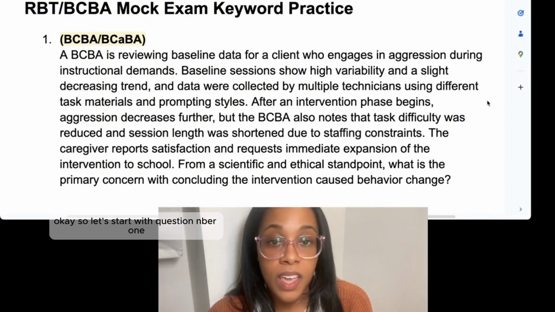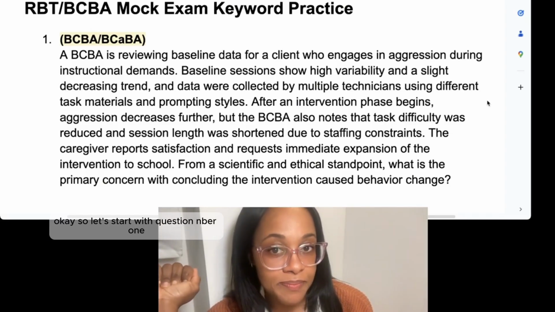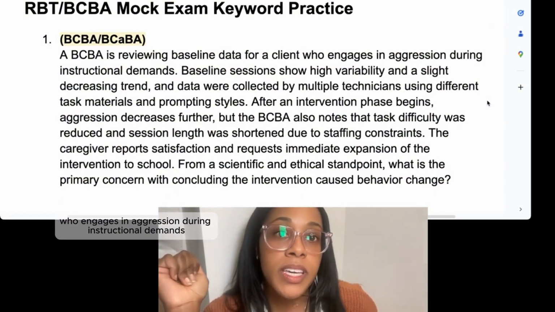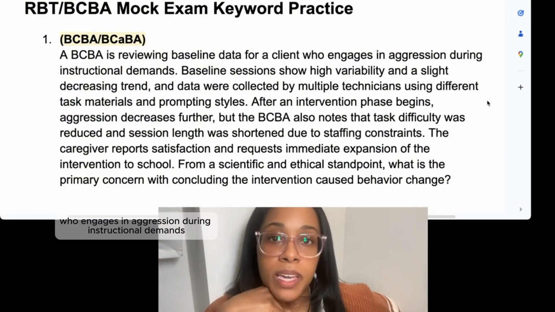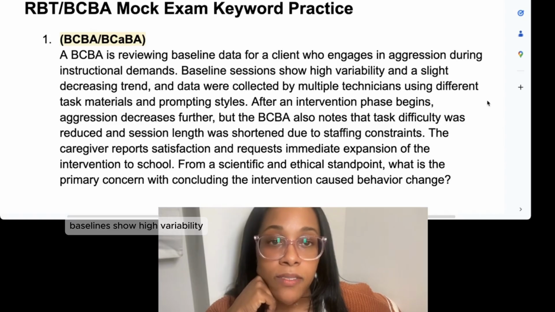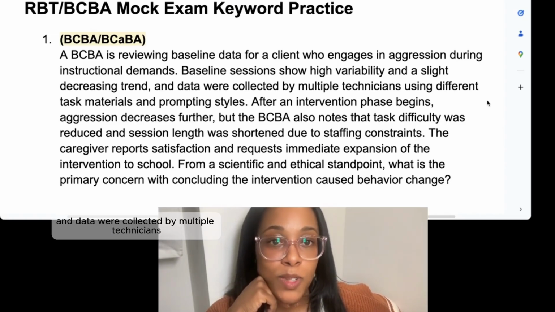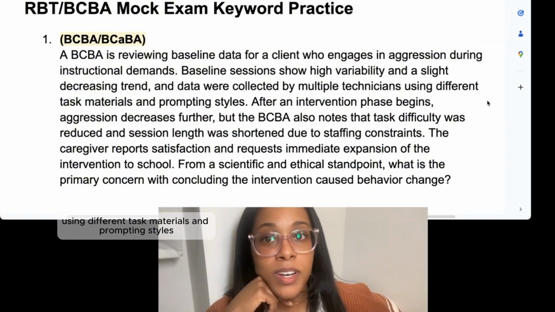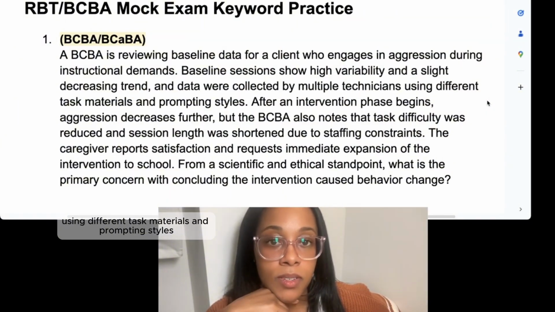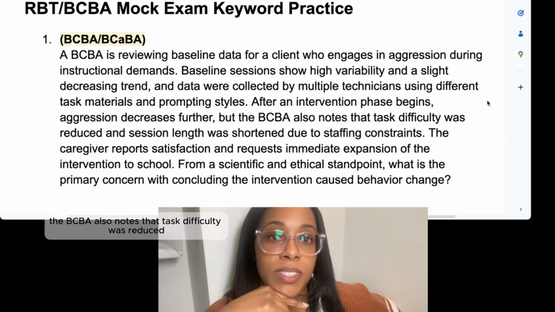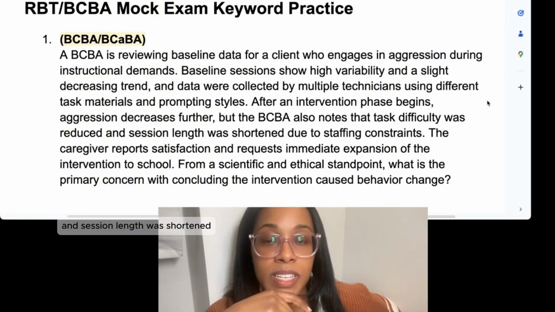Okay. So let's start with question number 1. A BCBA is reviewing baseline data for a client who engages in aggression during instructional demands. Baselines show high variability and a slight decreasing trend, and data were collected by multiple technicians using different task materials and prompting styles. After an intervention phase begins, aggression decreases further, but the BCBA also notes that task difficulty was reduced and session length was shortened due to staffing constraints.